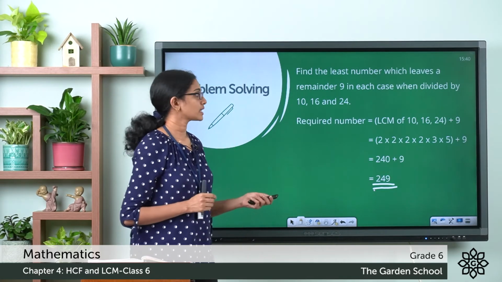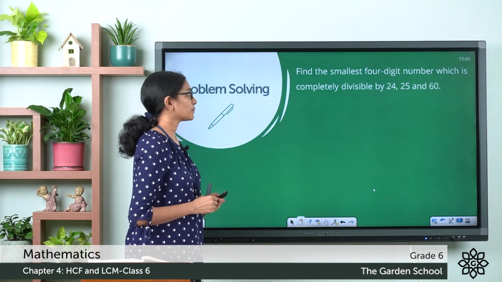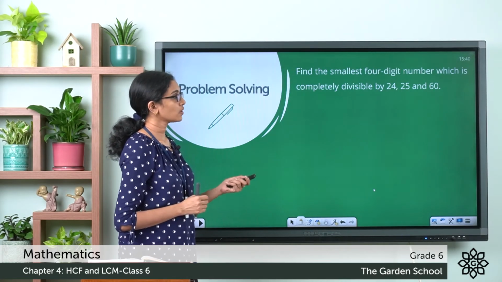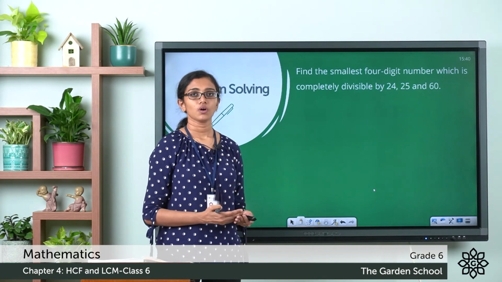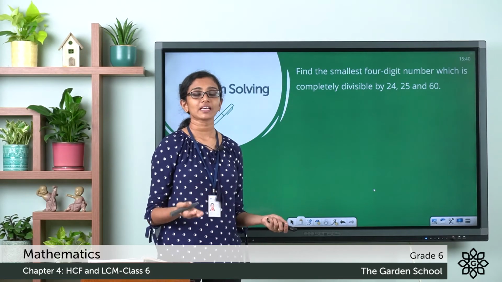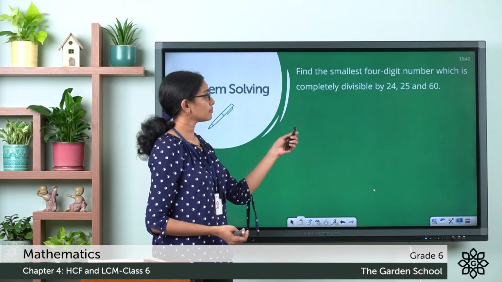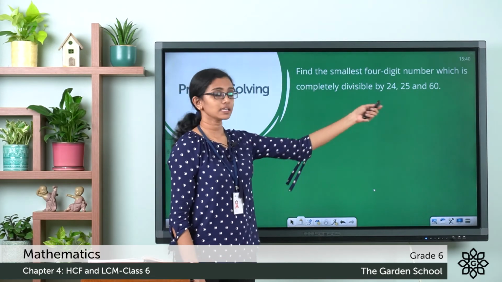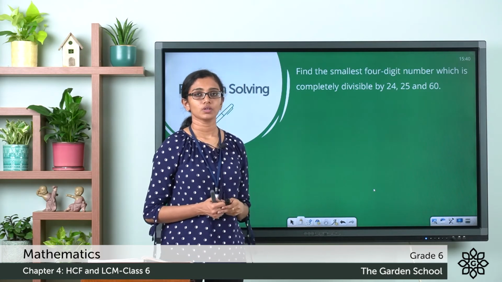Now let's see one more example. Find the smallest 4-digit number which is completely divisible by 24, 25 and 60. So like we said before, for one number to be divisible by another number, the first number has to be a multiple of the second number. So if you are trying to find a number that is exactly divisible by these numbers, it should be a common multiple of these numbers, right?